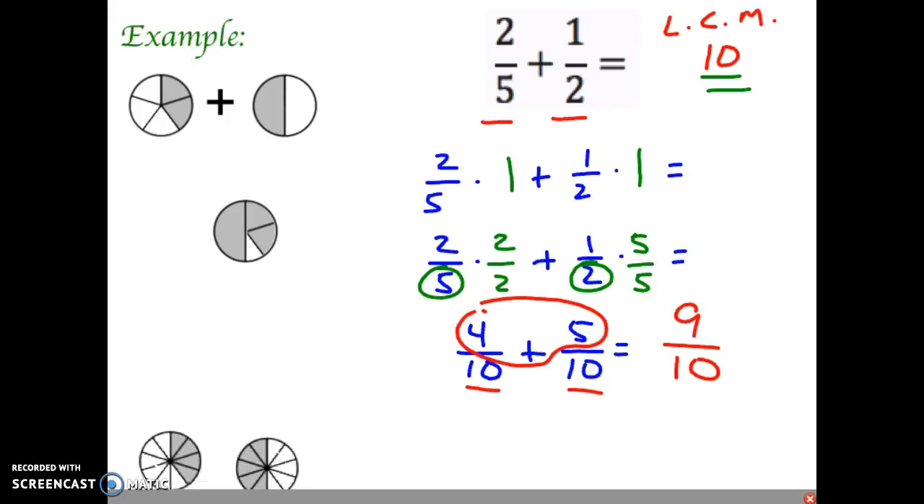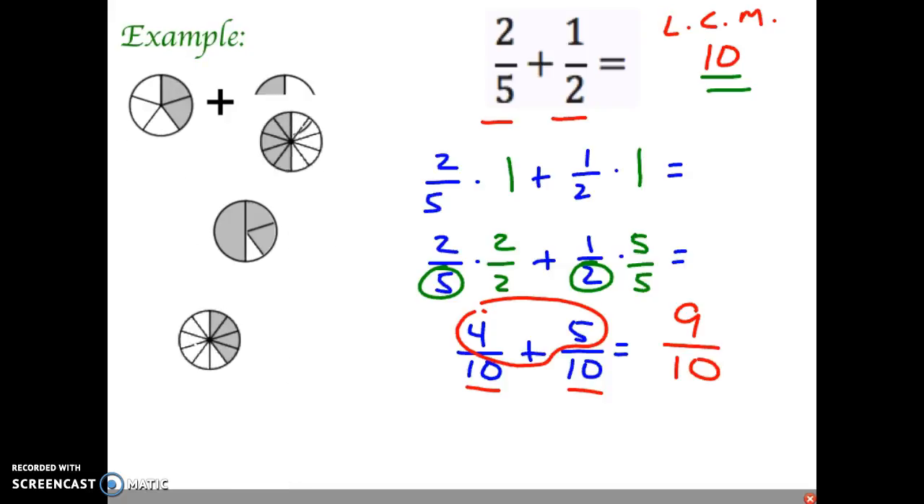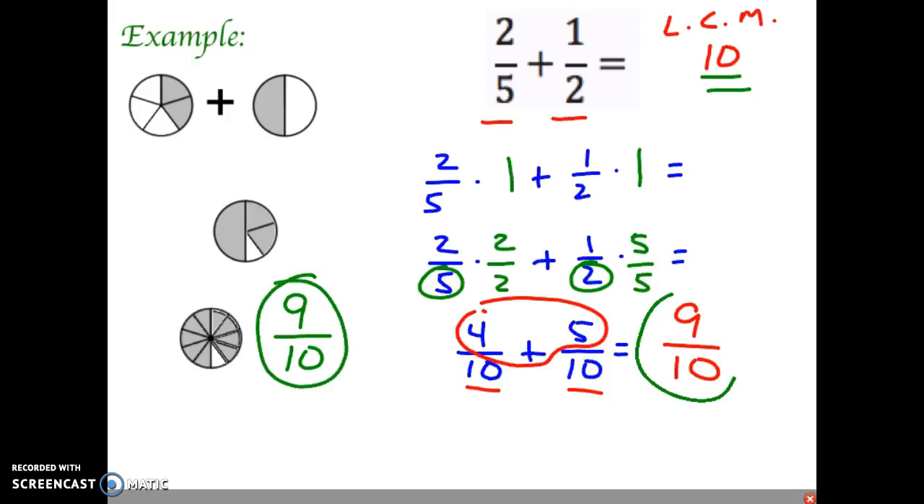From a pictorial representation, the circle on the left has 10 equal sections, 4 of them shaded in. Notice that matches up with the 2/5. The circle on the right has 10 equal sections, 5 of them shaded in. Notice that matches up with the 1/2. Now when we put them together, we get one shape with 10 equal sections, and 9 of them are shaded in, matching up algebraically and pictorially again.